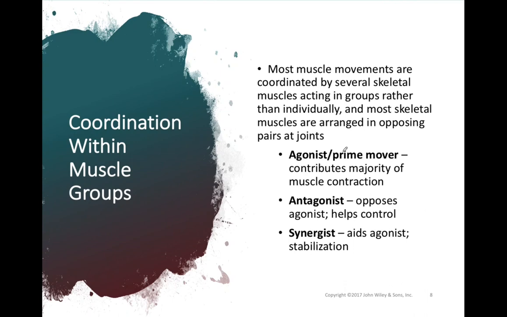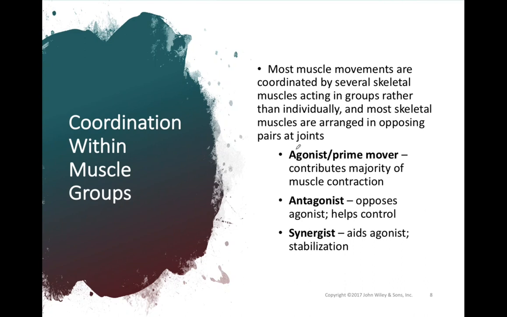Antagonists will often be found on the other side of the bone than our agonist is, and again, these types of muscles are always going to help control the action of the agonist during a particular muscle movement. Now we'll also have synergists. Synergists are going to aid in the muscle action of the agonist by helping to stabilize the particular joints that are moving. And for most of our types of muscle actions, we're going to see all three of these types of muscles included in any given muscle movement.